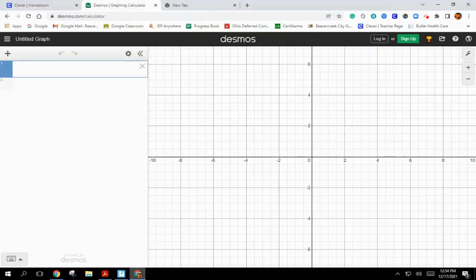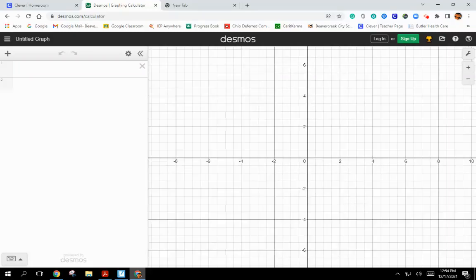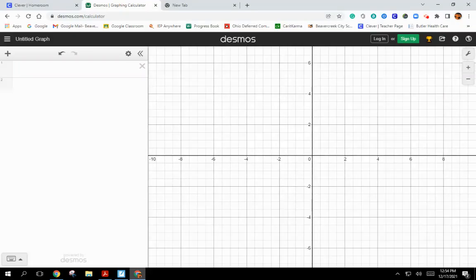And it should be in the bottom of your Chromebook. You can click on the little sign, it's usually down here. If you click on down here, it's a little green button that looks like this up here in the top of the page, and that'll get you to Desmos.